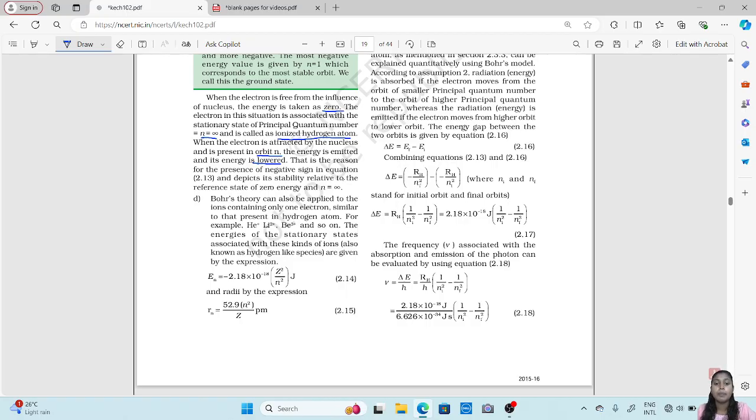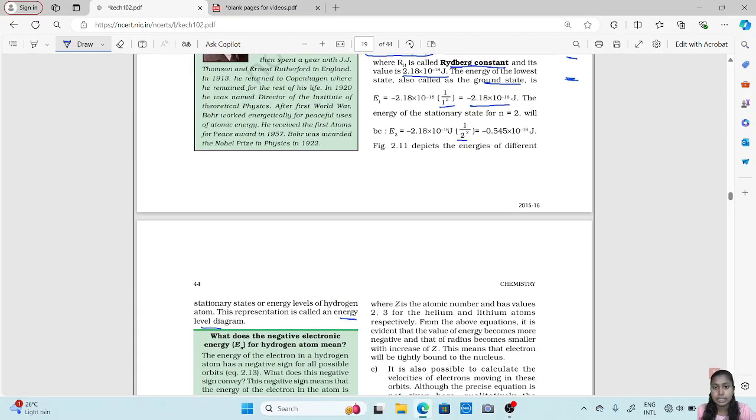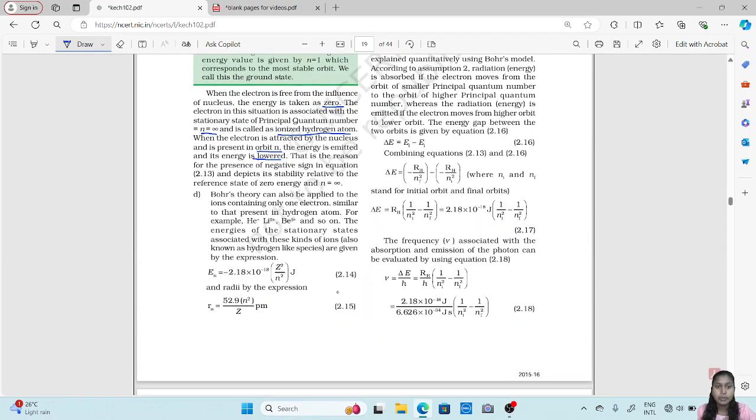So that's why you can see the negative sign here. This negative sign, okay? It is because the electron is losing energy, okay? So that is the reason for the presence of the negative sign in the equation, and it depicts its stability relative to the reference state of zero energy at n equals infinity.